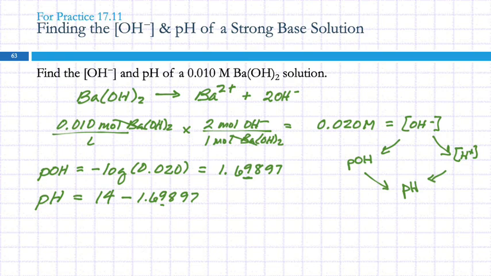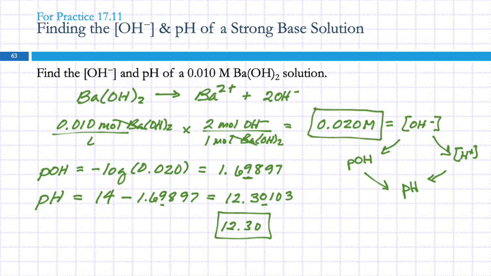Press the wrong button. So 12.30103, again 2 decimal places, so the pH is 12.3. And that's our other, there's 2 answers here. Any questions?